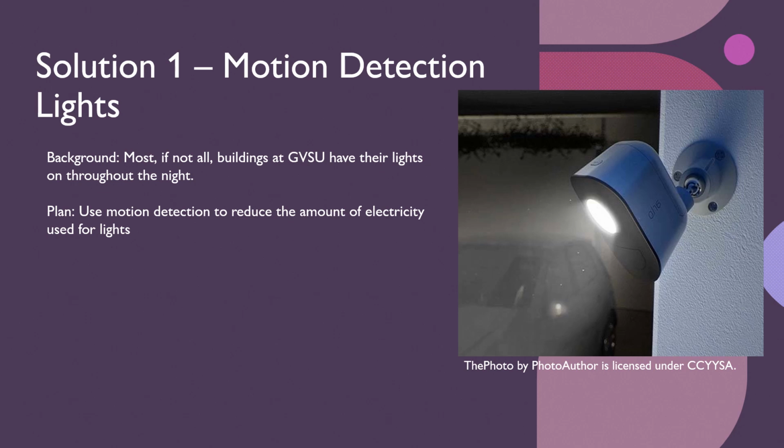So for our top three, our first solution was motion detection lights. Walking around campus, you'll see that most buildings have their lights on during the night, which exponentially increases the electricity costs for the school. So if we can reduce it, hopefully tuition should be lowered as well. So the plan was to use motion detection lights to minimize the usage of unnecessary lights.